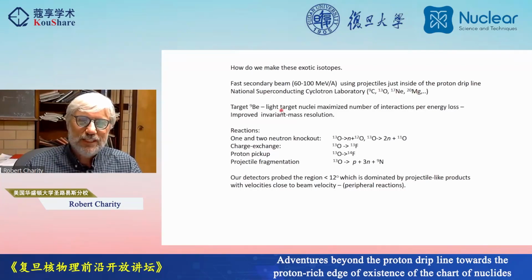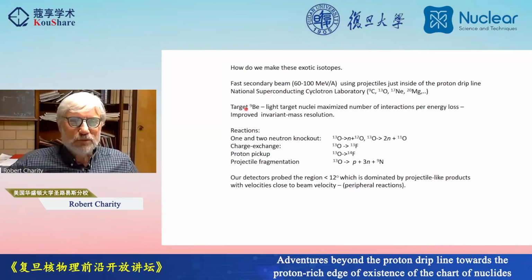We always use a very light target, and that's because energy loss of the decay fragment, especially the heavy decay fragment, in the target is a major source of invariant mass resolution. So we can maximize the number of interactions we have in the target and at the same time reduce the energy loss by using a light target.